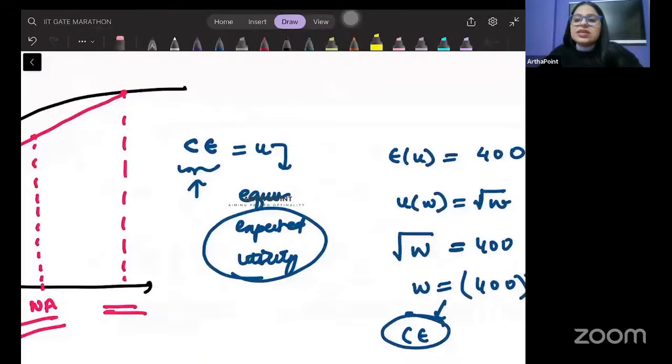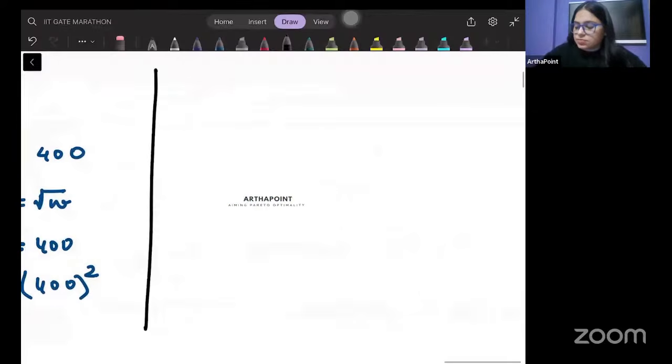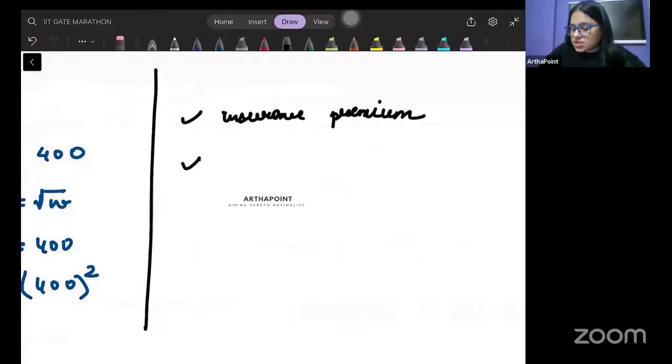Then the next thing that can be asked in exam from this chapter is to find out insurance premium. But please revise this chapter as many times as possible. It's an important one. And actuarially fair insurance.